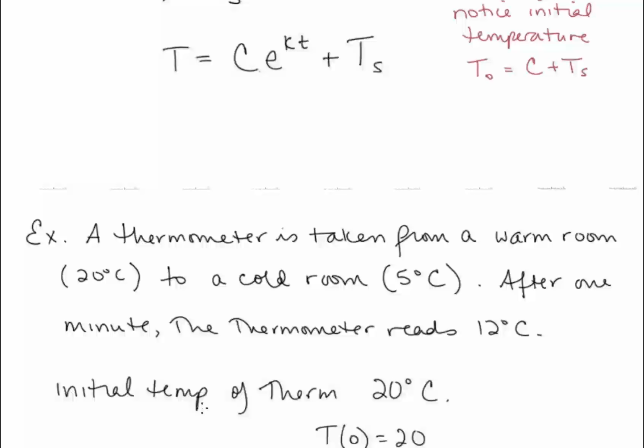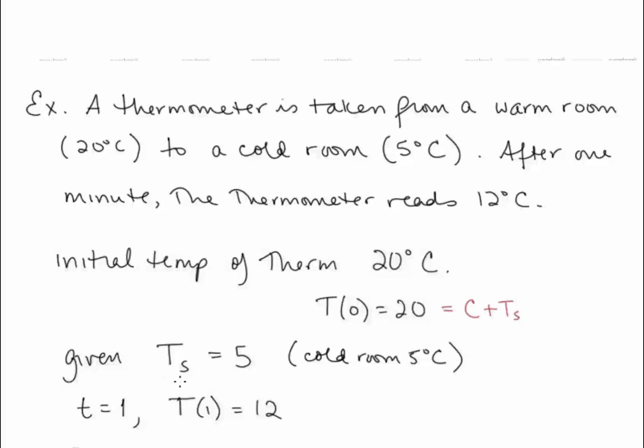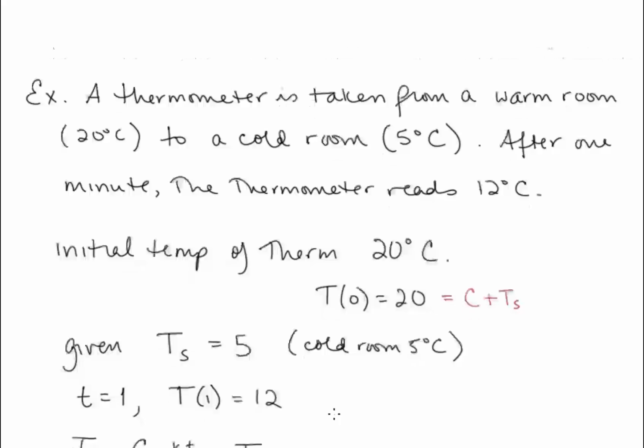We know that the initial temperature of the thermometer is 20 degrees Celsius. T of 0 is equal to 20. That's going to be c plus Ts. We also know that the surrounding temperature, T sub s, is equal to 5, because the cold room has temperature 5 degrees Celsius, and that's the surrounding air that's affecting the temperature on the thermometer. They also tell us that after 1 minute, the thermometer reads 12 degrees Celsius. So when little t is equal to 1, capital T is equal to 12. So let's see how we can use this information to find our formula for temperature as a function of time.